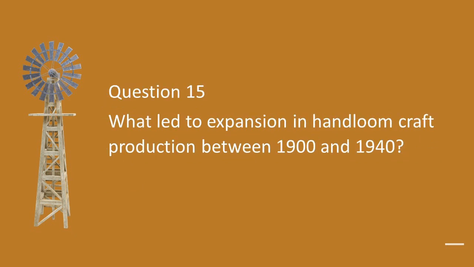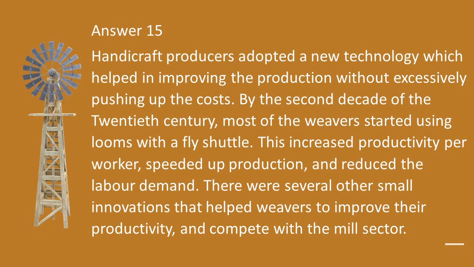Question number 15 is, what led to expansion in handloom craft production between 1900 and 1940? Answer to question number 15: handicraft producers adopted a new technology which helped in improving the production without excessively pushing up the costs. By the second decade of the 20th century, most of the weavers started using looms with a fly shuttle. This increased productivity per worker, speeded up production, and reduced the labor demand. There were several other small innovations that helped weavers to improve their productivity and compete with the mill sector.